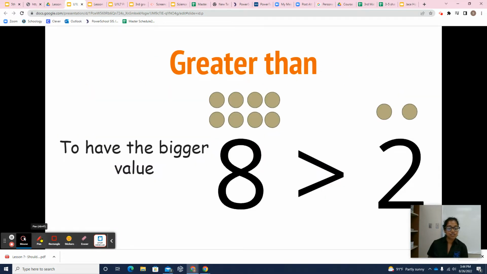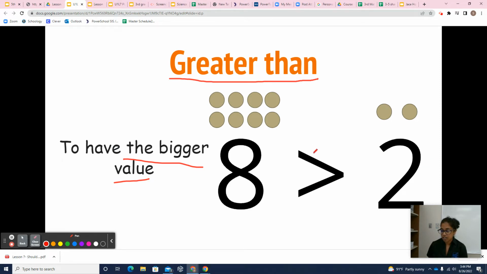So our first vocabulary word is greater than. Greater than means to have the bigger value. So whatever is greater than means that it's bigger. So over here we have 1, 2, 3, 4, 5, 6, 7, 8 dots represented by the number 8 and the digit 2. Now I can see that 8 dots is more than 2 dots, right? So we're going to say 8 is greater than 2.